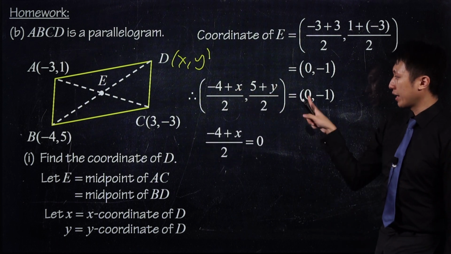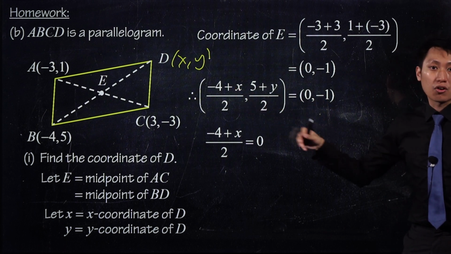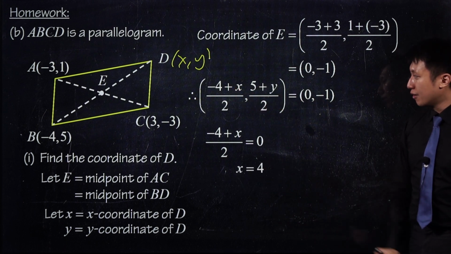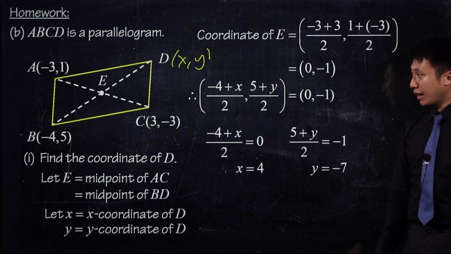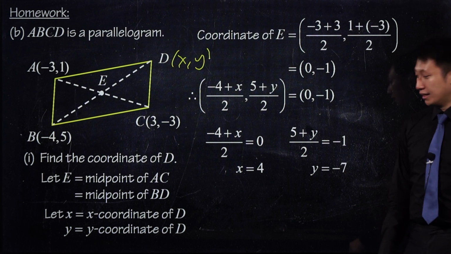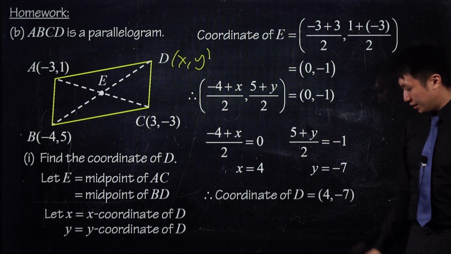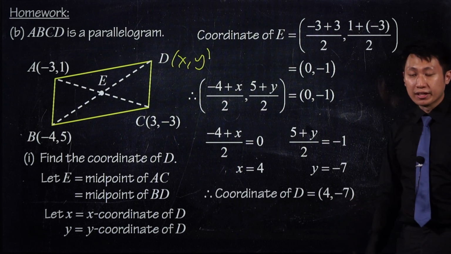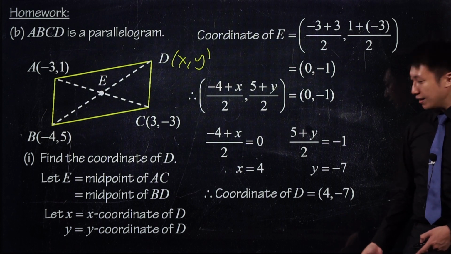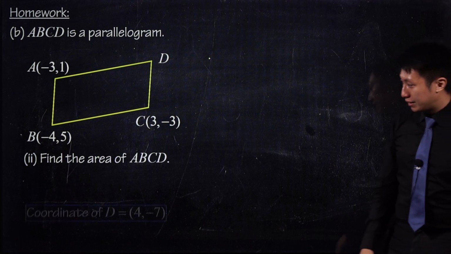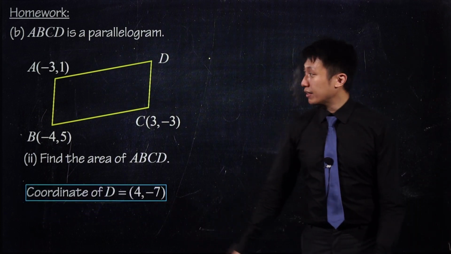We just look at it component-wise, or coordinate-wise, and I get X equals 4. The other one is easy: Y equals -7. And we get the point D. The coordinate for D is 4 and -7. So I can move on to the next one, right? I move on to the next one with this one over here. I just write here 4, -7.